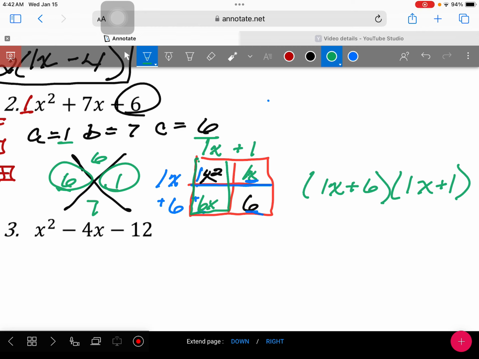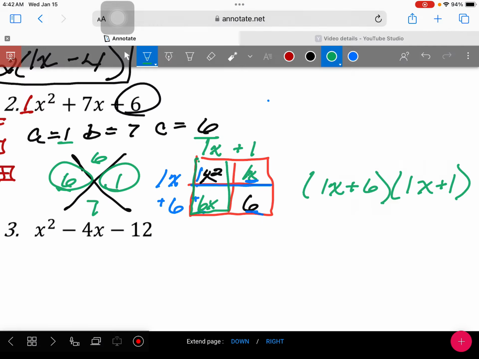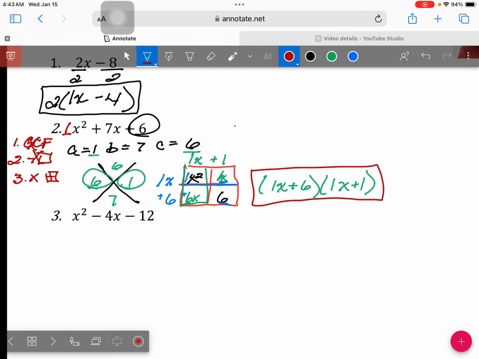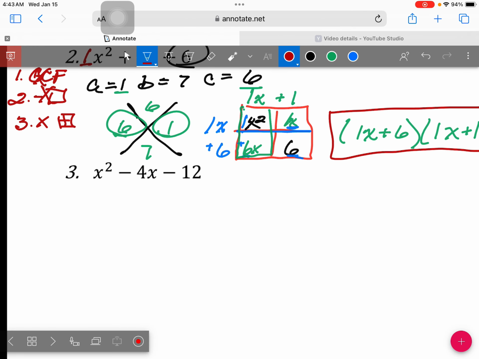All right, I am going to pause. So, factorization of this is this right here. And then let's go to the last one.